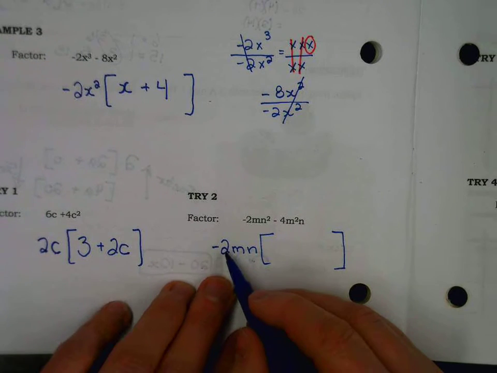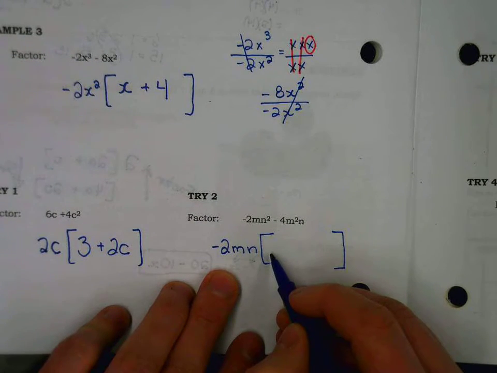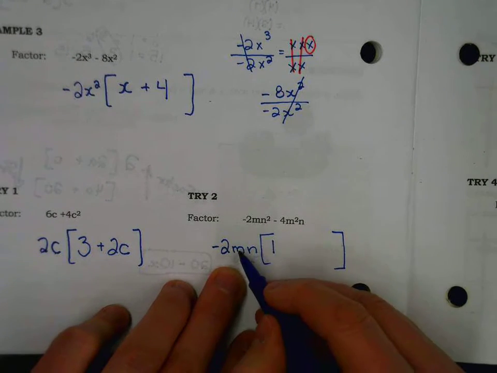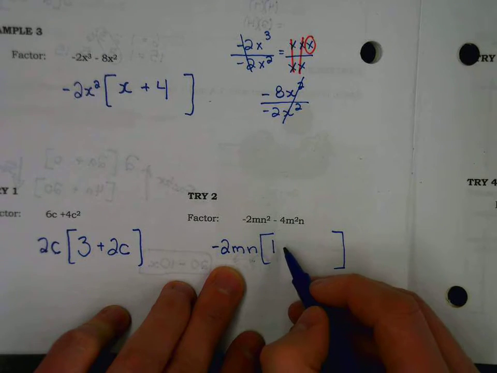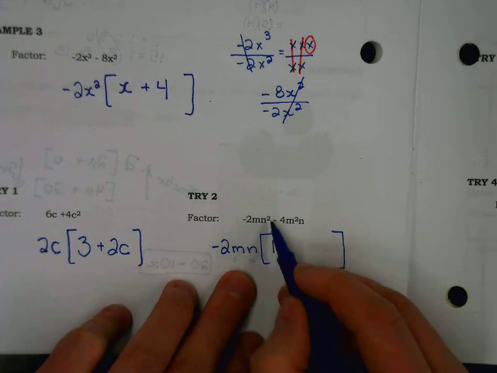And we have negative 2 times what makes negative 2? A 1. And I won't write a 1, but we technically could, and if you wanted to, you could. M times what makes m? A 1, and I won't write another 1. N times what makes n squared? N.